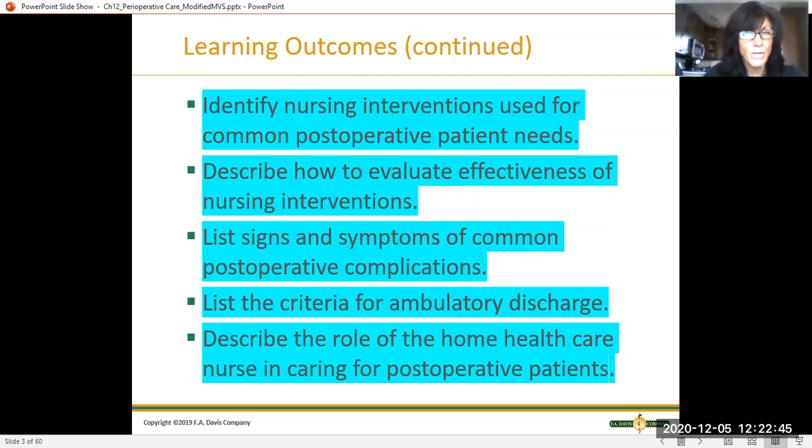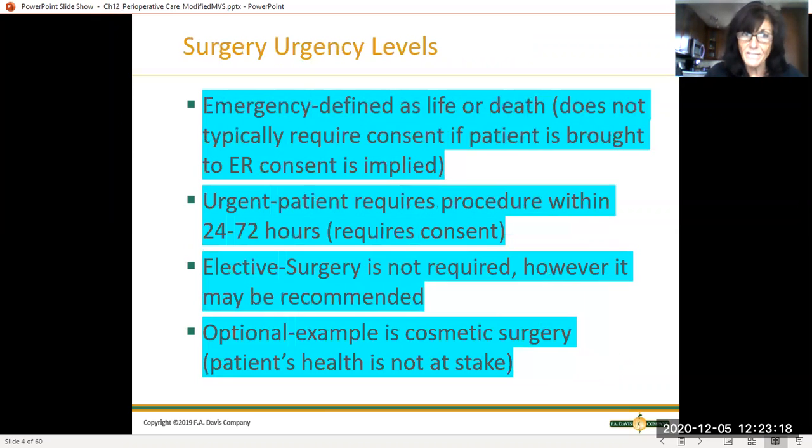Signs and symptoms that we need to be looking out for when we talk about common post-op complications like the DVTs and the post-op pneumonia. What are the criteria for ambulatory discharge? In other words, what are we assessing that tells us, yeah, you can leave? What is the role of home health care nursing with post-op patients? So when we do a surgical procedure, do we send the patient directly home with home care? Or maybe if there's not a support system, we send them to a rehab facility. We'll talk about the different reasons, right?